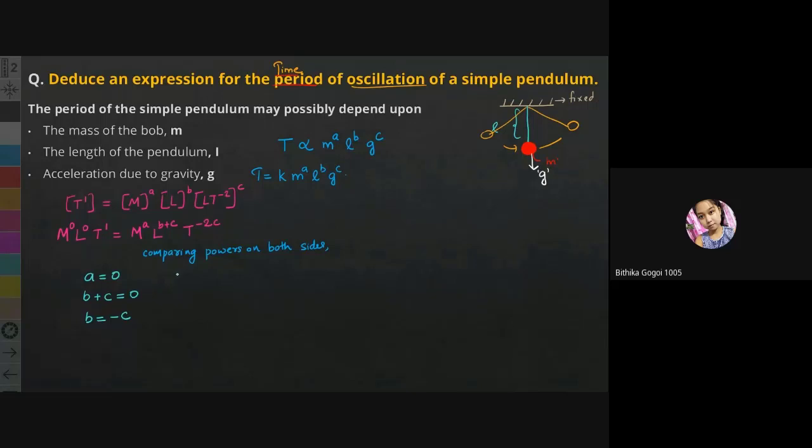Then the third equation: 1 is equal to minus 2c. From here, I can write c. What is the value of c? Minus 1 by 2. Yes or no? If c is equal to minus 1 by 2, what is b? It is 1 by 2. So you have got all the 3 powers. b is equal to 1 by 2, c is equal to minus 1 by 2, a is equal to 0.